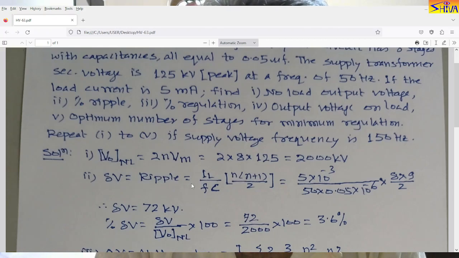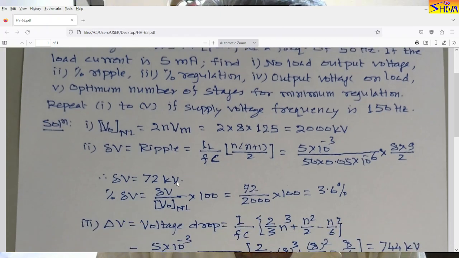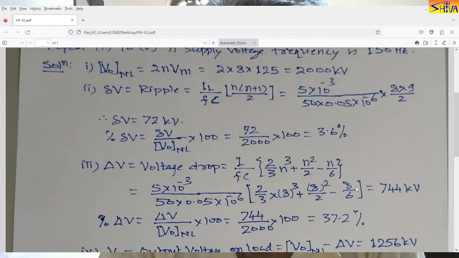Ripple delta V. Formula is IL upon FC into N into N plus 1 by 2. So I, we are converting this into amperes, so 5 into 10 to the power minus 3. F is 50. Capacitance is 0.05 microfarad, so convert this into farads. Into N, N is 8, N plus 1 is 9, divided by 2. So it is coming 72 kV. So that is delta V. Percentage delta V will be delta V divided by no load voltage multiplied by 100. So it is 72 upon 2000 into 100, that is 3.6%.